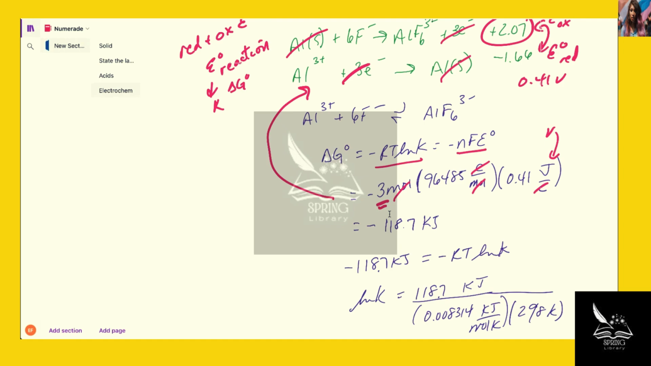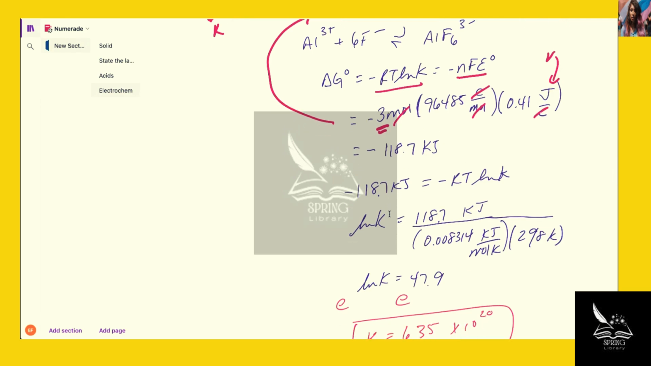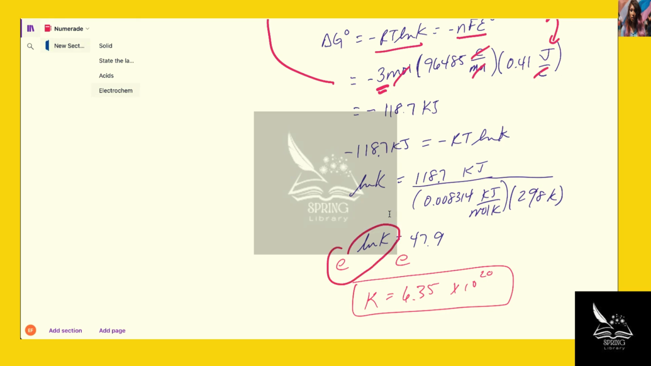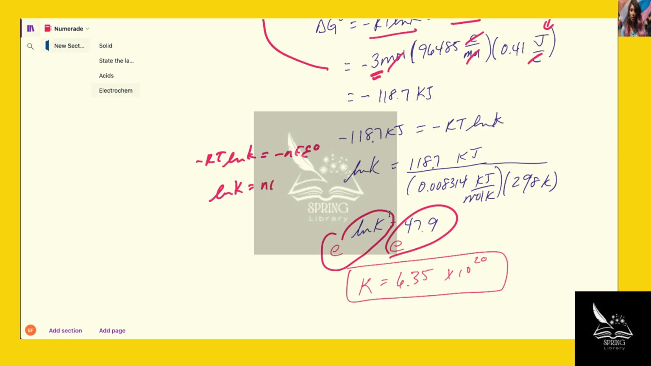I'm setting that equal to negative RT ln K. We solve for the natural log of K, and then we take e and raise it to both sides. That'll cancel out the natural log, and we're left with e to the 47.9, which is 6.35 times 10 to the 20. You could actually just set RT ln K equal to negative nFE0 and solve for K as well. It would be nFE0 over RT, and so you actually don't have to calculate delta G. You can just set these equations equal. Either way will work.